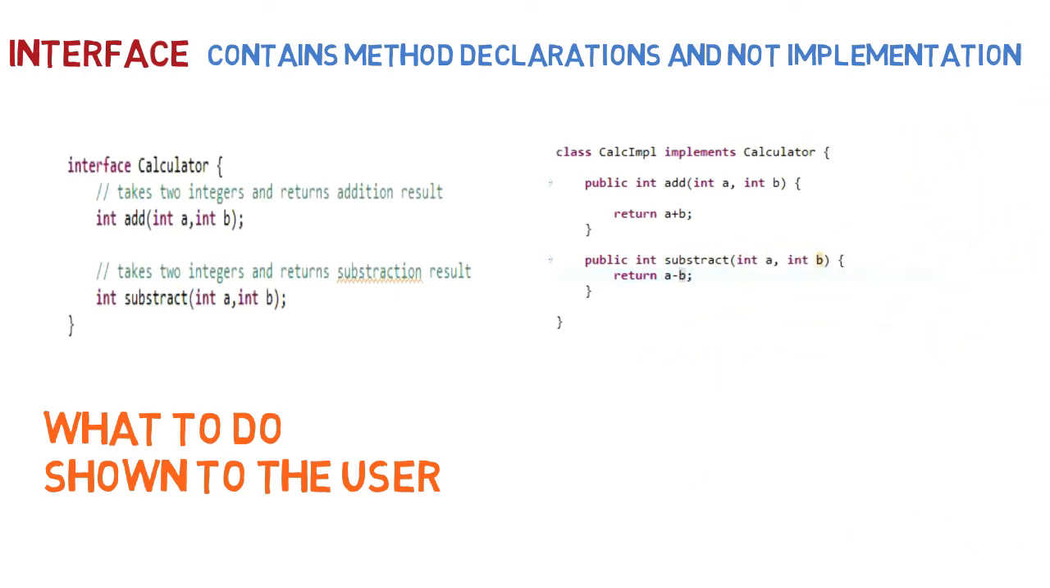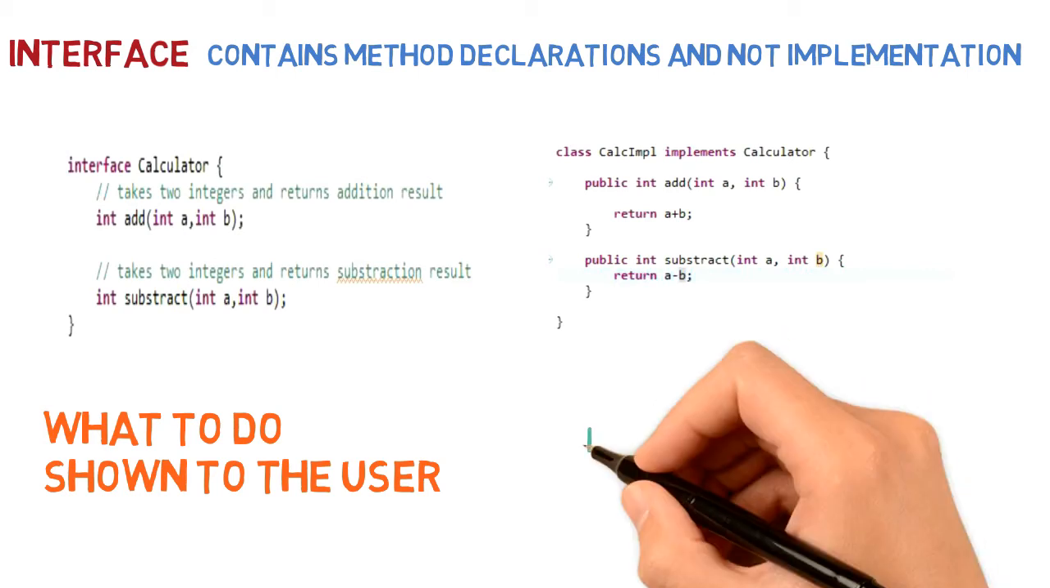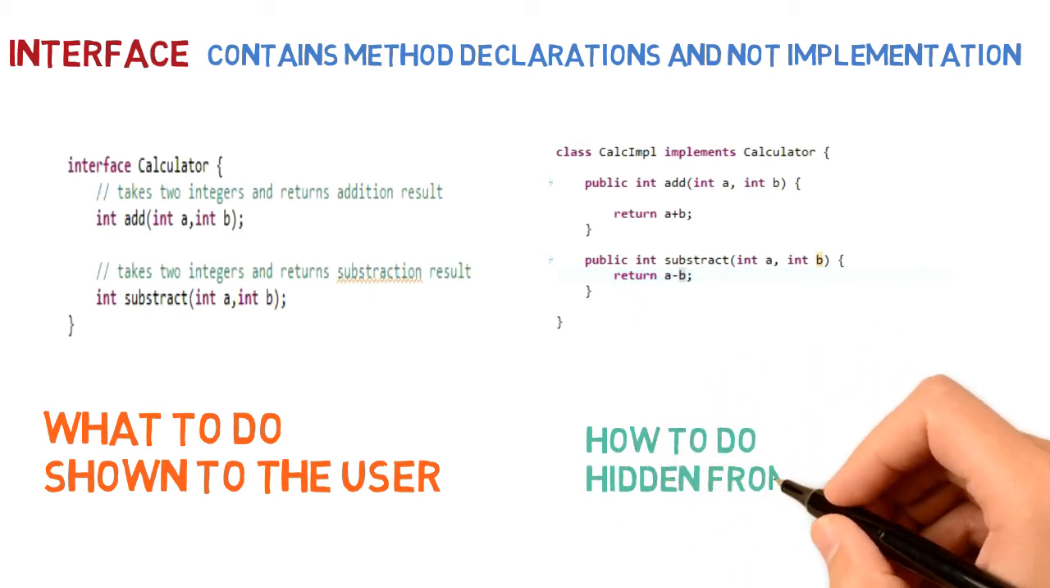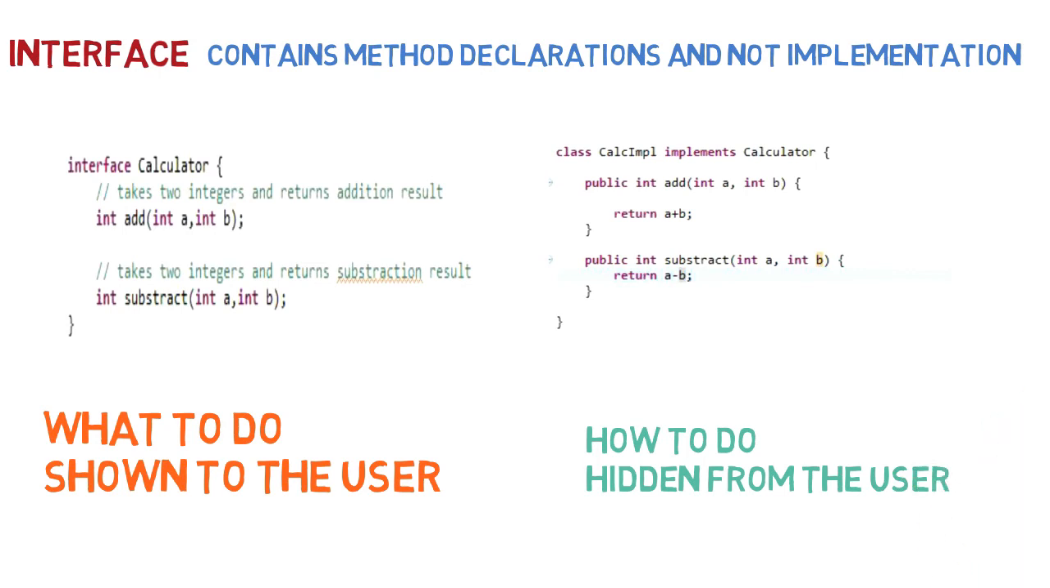That is written inside a class which is going to implement this Calculator. So this interface will tell the user what the calculator can do, and how it can do it, we will provide the implementation in this class in this way. So for the add method, we have provided the implementation like this. And this implementation is hidden from the user.